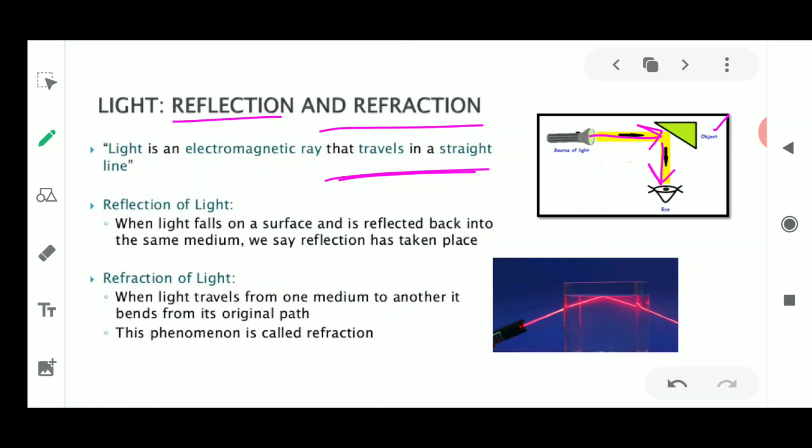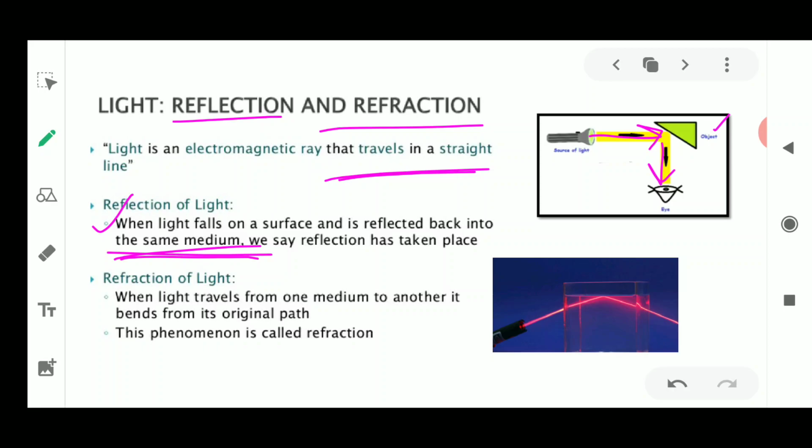Fine. We are able to see things because of the reflection of light, and reflection means the bouncing back of light after striking a surface in the same medium. Now what is this medium? Medium could be the place where the experiment is being done. It could be solid, liquid or gas.